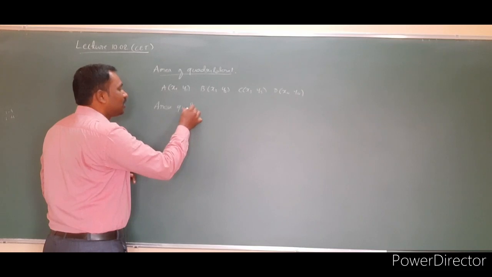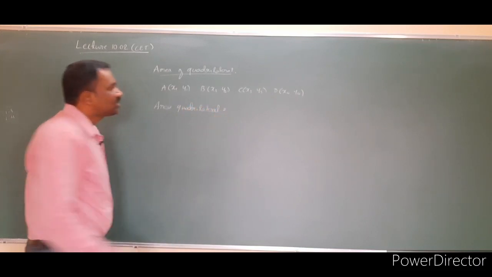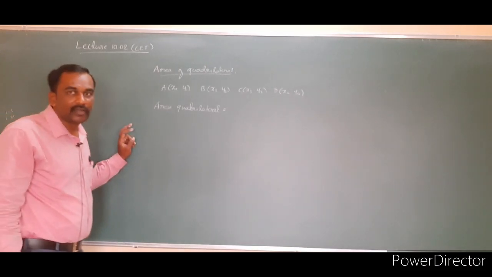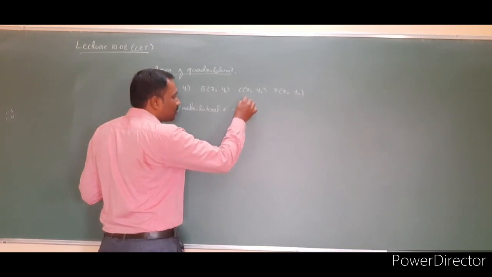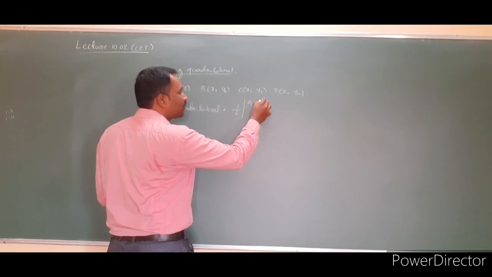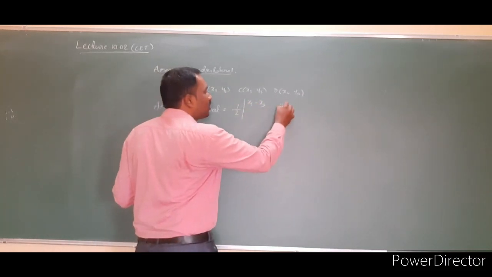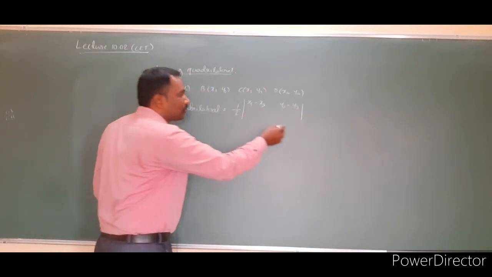Whatever it might be, the area of the quadrilateral is given by, once again, the same way you used to find the area of the triangle. In the same way we can find the area of the quadrilateral using the determinant. How to use it? One by two times the determinant of, I just write the x coordinate difference, that is x1 minus x3, and similarly the y coordinate difference, y1 minus y3. This is the first row.